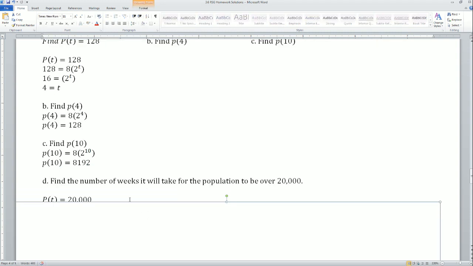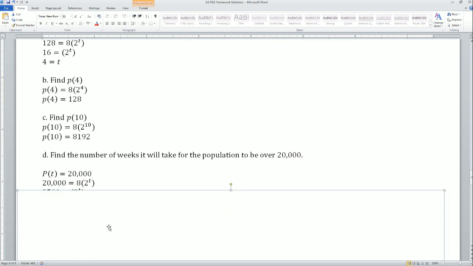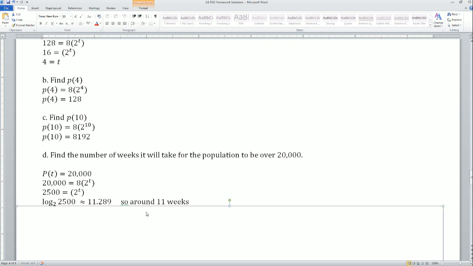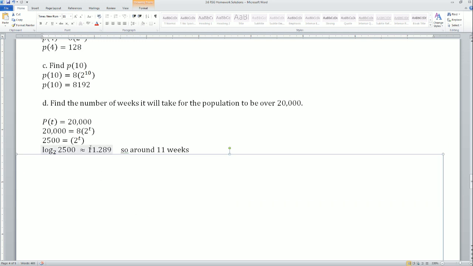D, find the number of weeks it would take the population to be 20,000. So I set it equal to 20,000. 20,000 equals 8 times 2 to the power t. Divide by 8, I get 2,500 equals 2 to the power t.